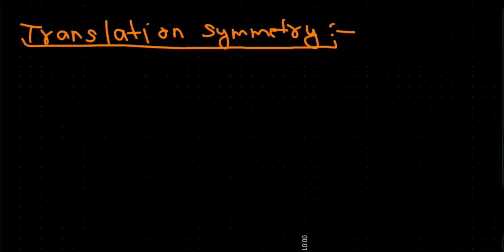So this is another video on quantum mechanics where we will discuss symmetries and conservation laws. The first symmetry we are going to discuss is translation symmetry. First of all, we have to understand what exactly the relationship is between symmetry and conservation law. This particular connection is given by Noether's theorem.